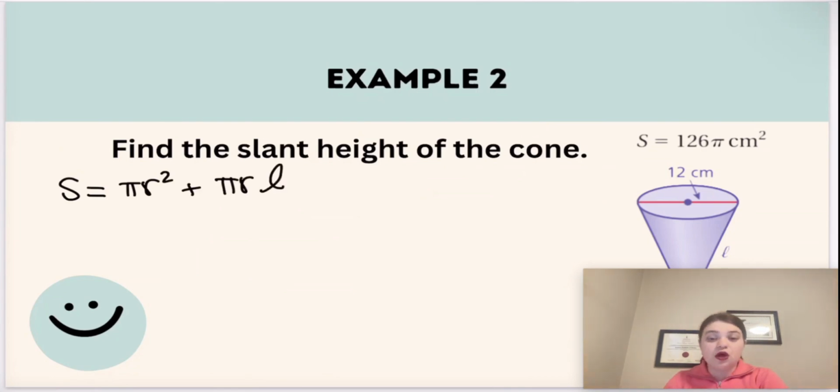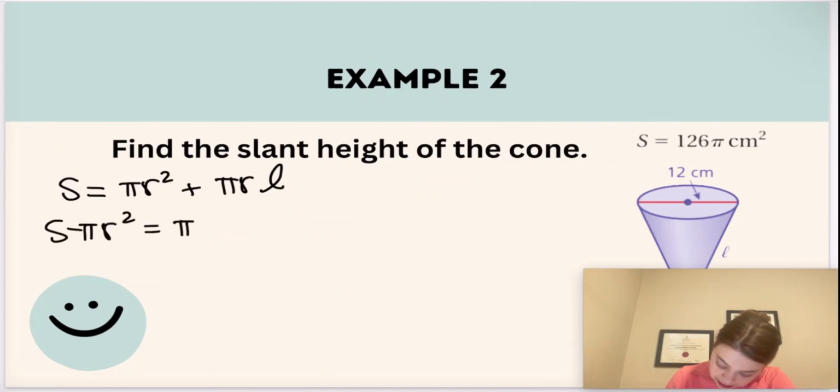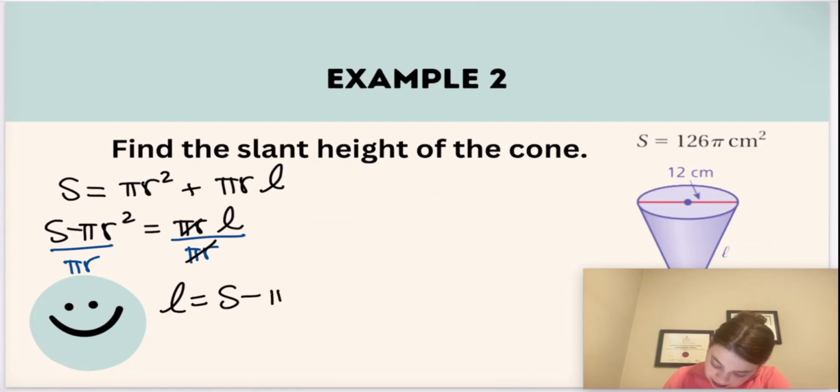Then I'm going to solve for L. So I'll subtract pi r squared from both sides to get that S minus pi r squared is equal to pi r L. And then I'll divide both sides by pi r. So let's do that. And if we do that, these cancel and we get that L, the slant height, is equal to S minus pi r squared over pi r. Okay, so then I'm going to sub some things in.